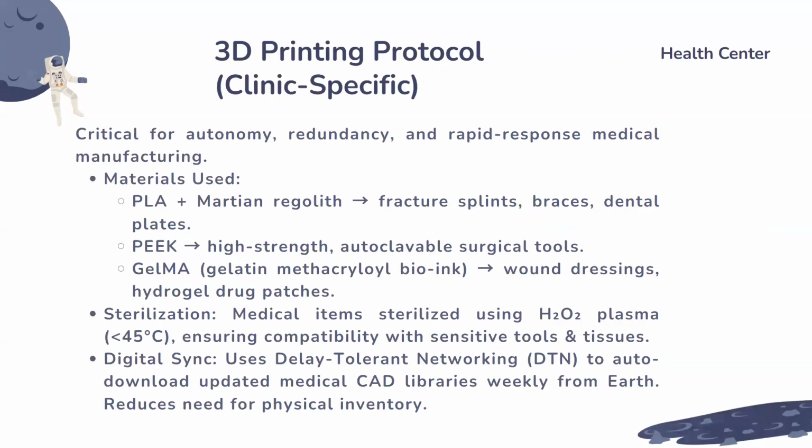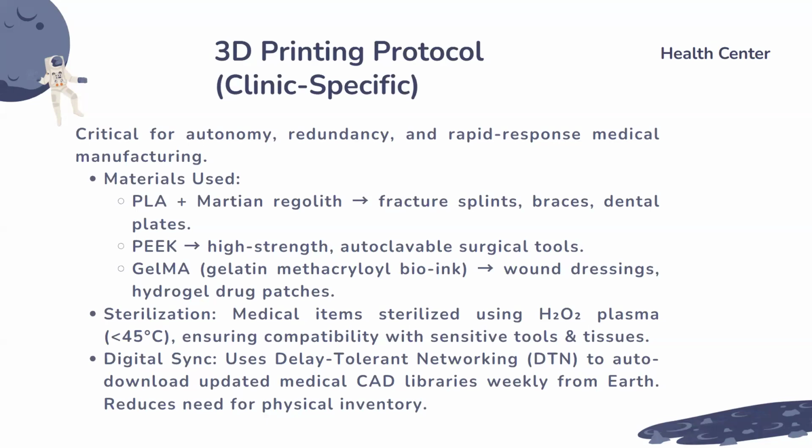And for the 3D bioprinting, we have a PLA regolith composite, then PEEK filament and GelMA bioink. PLA regolith is a bioplastic filament blended with processed Martian soil analogs. It's lightweight, durable, and easy to print at a moderate temperature, and it can be used to fabricate rigid medical items like, as we talked about, fracture splints and casts, orthopedic braces, etc.